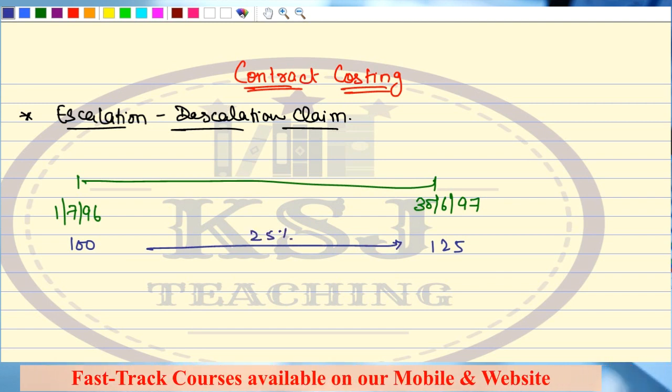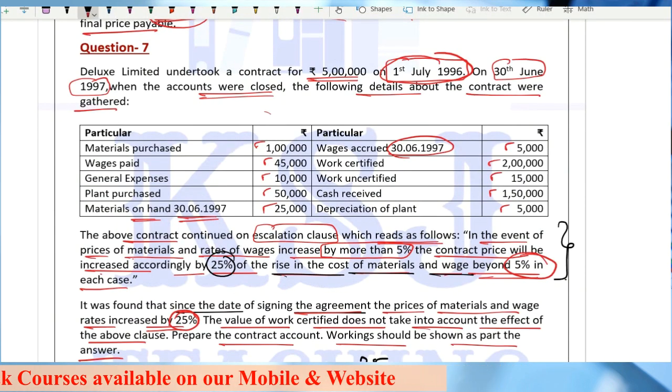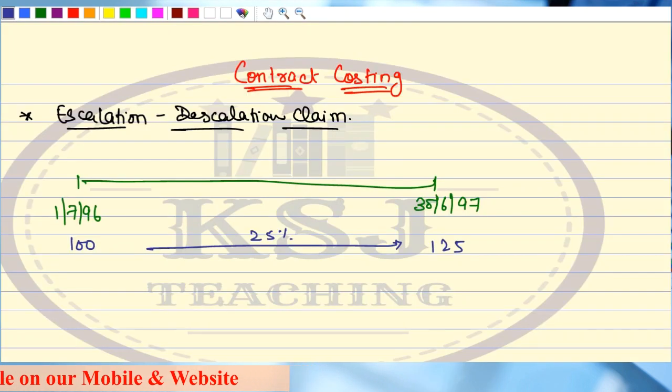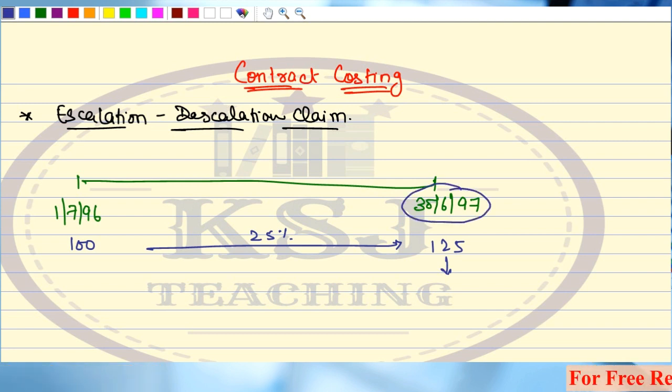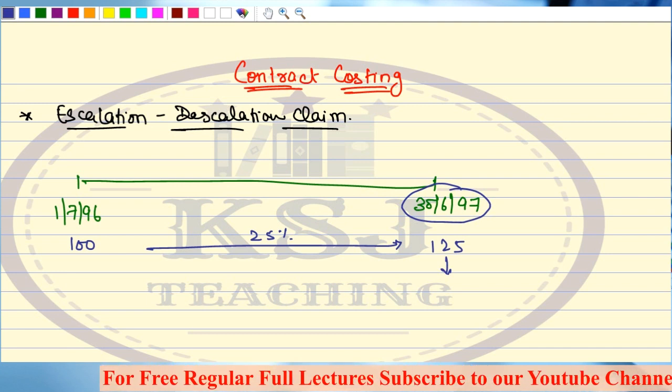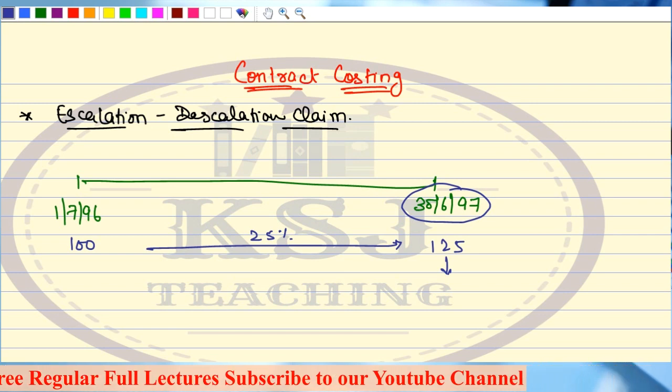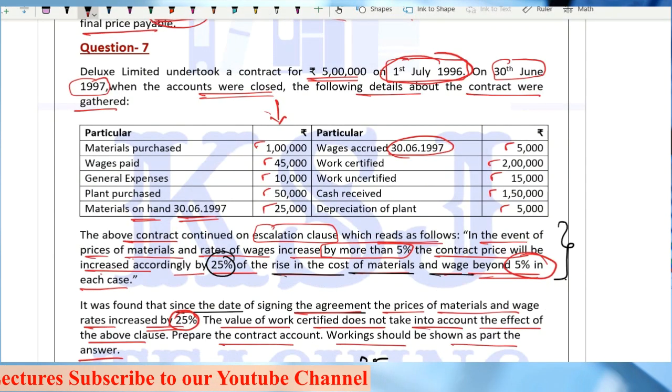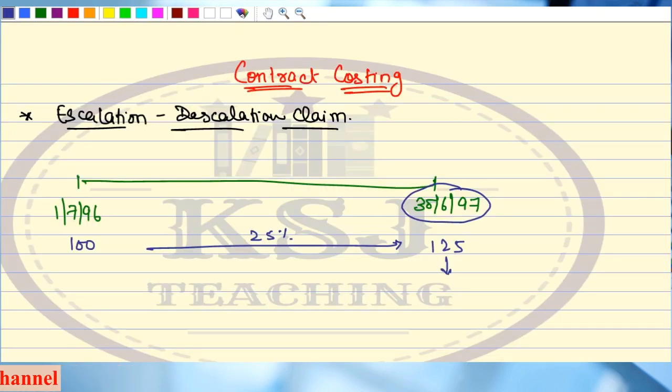Clear? And whatever data we are given, this data is for which date? We are given the data for this 30th of June 1997. We have the data for this date. That means whatever is the data given for material and wages, it is after 25% increase. Are you getting the point? This data, sir, 1 lakh rupees, 45,000. This is on 30th of June.